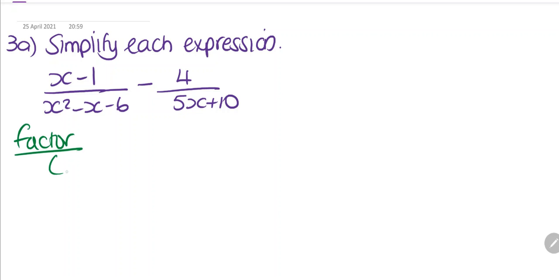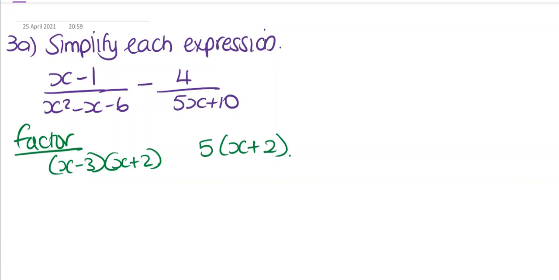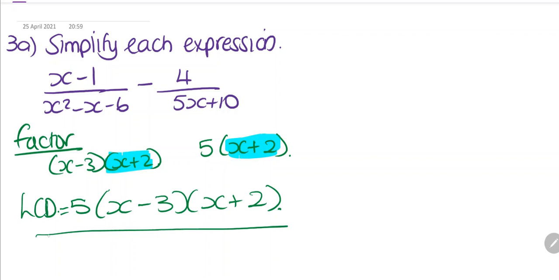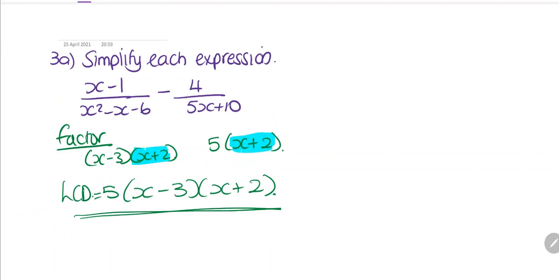So we're looking for factors. So we're going to have x minus 3 and x plus 2. And the second one we can factor: x plus 2. So the LCD, we have two values the same here, so we're just going to use it once. We've got 5, x minus 3, x plus 2. So this is what we want on the denominator.